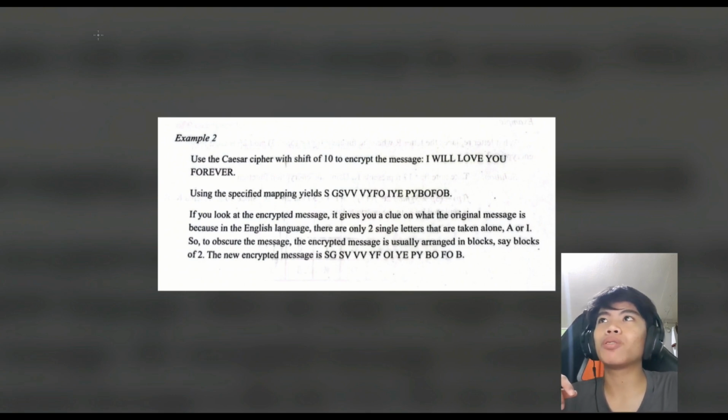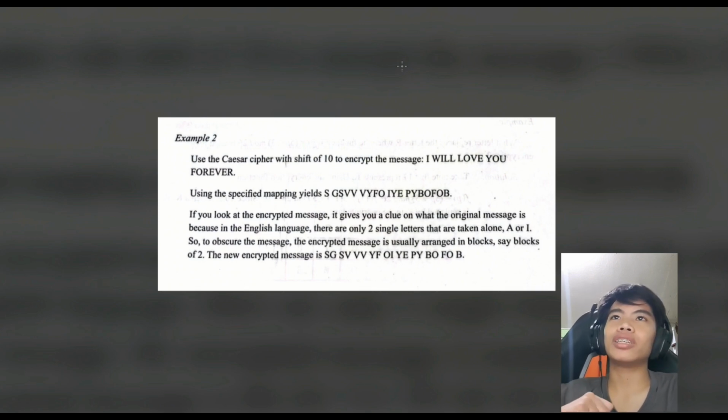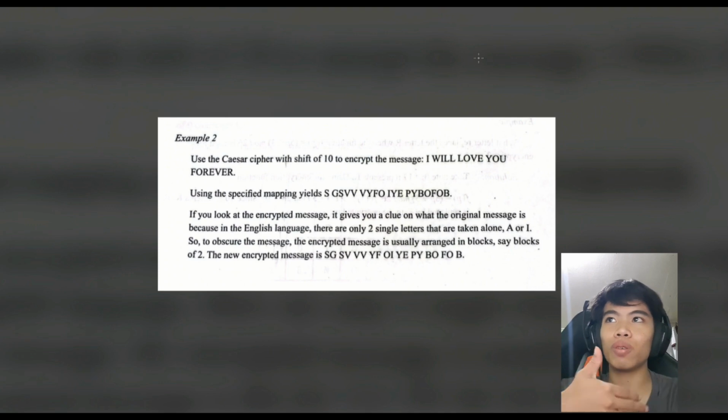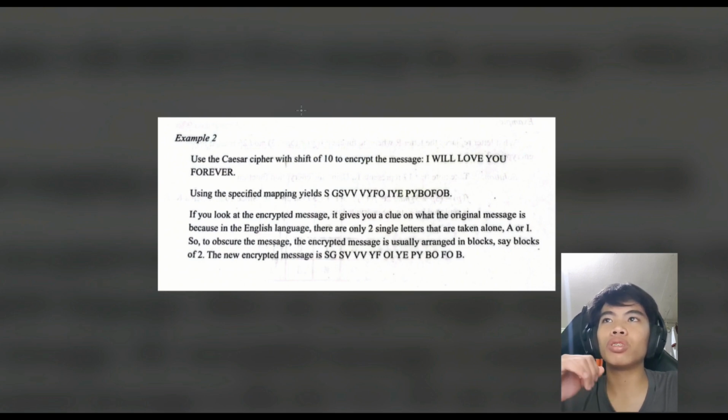So, paano natin malalaman kung tama ba yan? So, ganito. I plus ilang shift yung ginawa natin dito. Nakalagay dito is 10. So, 10 plus 10. So, magbibilang lang tayo. H, I, J, K, L, M, N, O, P, Q, R, S. So, S. Yung I with this shift of 10, magiging S. So, tama tong una. So, sunod naman W.